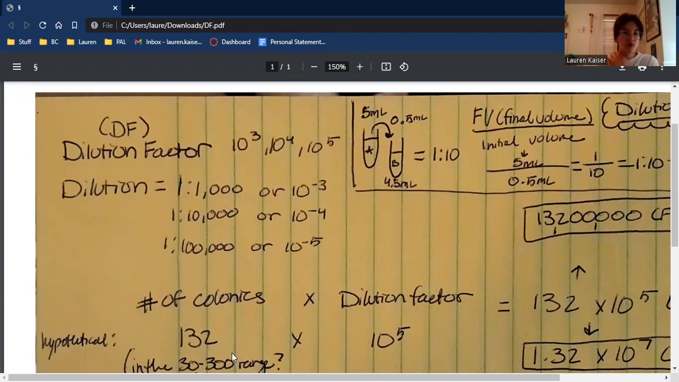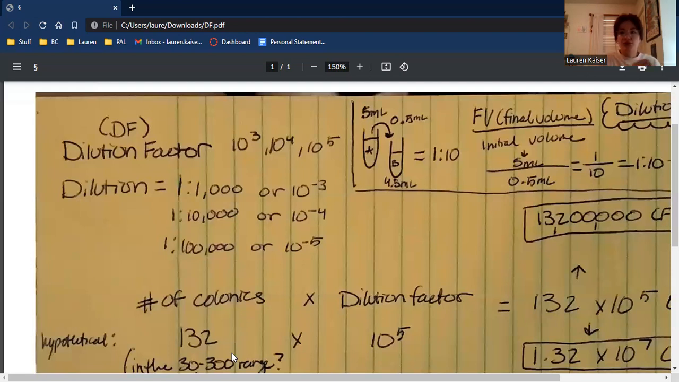I know a lot of people think about it this way. They think, okay, 10 to whatever power is that number of zeros. So if I use 10 to the third again, I said it was 1,000. That has 3 zeros. That's how people think of it. So dilution factor is the positive exponent that's expressed. It's always going to be a very large number.